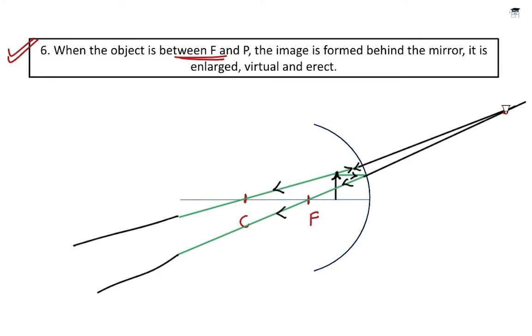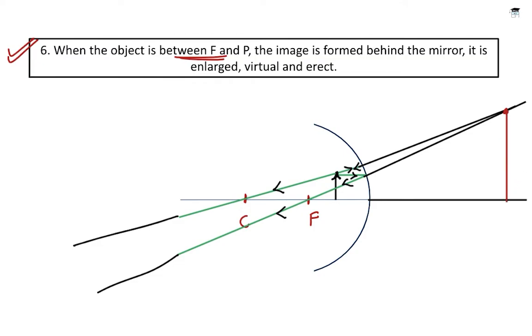They're actually not meeting at this point. These rays appear to meet at this point because they're actually reflected from this mirror now. So they can't meet at this point. They appear to meet at this point. So this is our point of image. Our image will be formed at this point. Let me extend my principal axis as well. Okay, so the image is formed at this point.